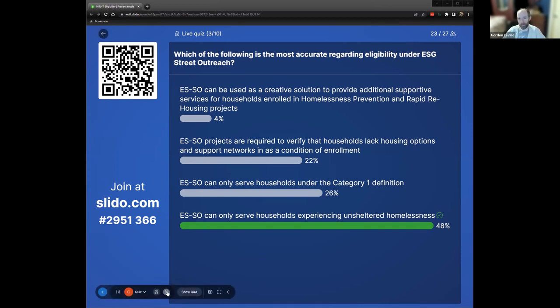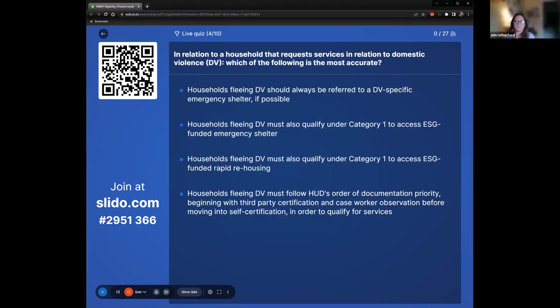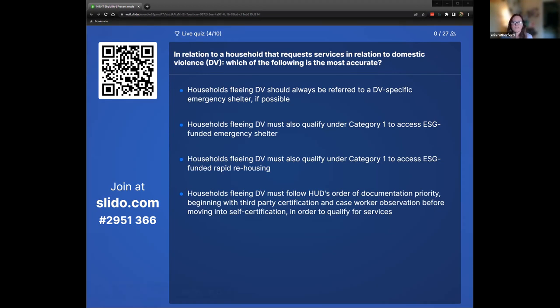All right. Question four, Erin, all you. All right. So we are moving on to, it looks like, category four question. In relation to a household that requests services in relation to domestic violence, otherwise known as DV, which of the following is the most accurate? One, households fleeing DV should always be referred to a DV-specific emergency shelter if possible. Two, households fleeing DV must also qualify under Category 1 to access ESG-funded emergency shelter. Three, households fleeing DV must also qualify under Category 1 to access ESG-funded rapid rehousing.